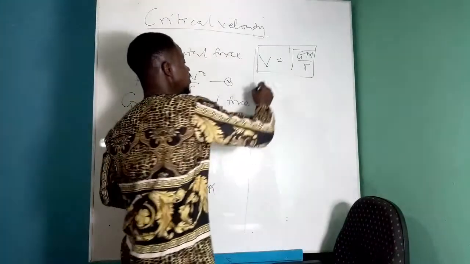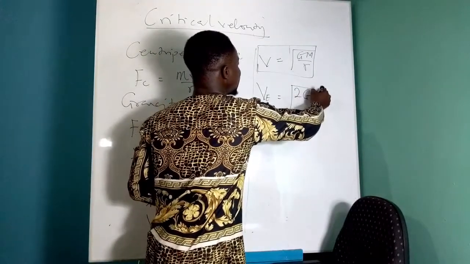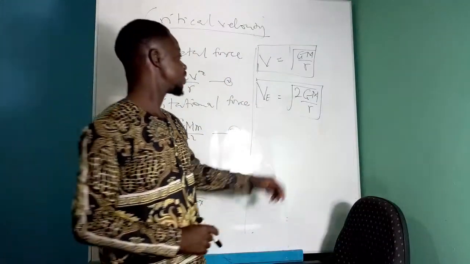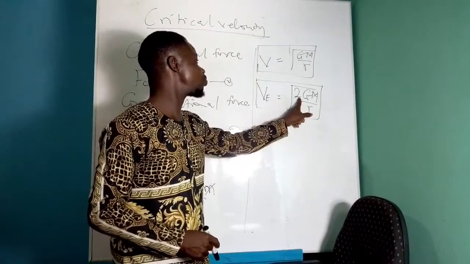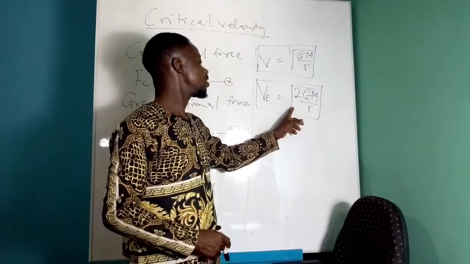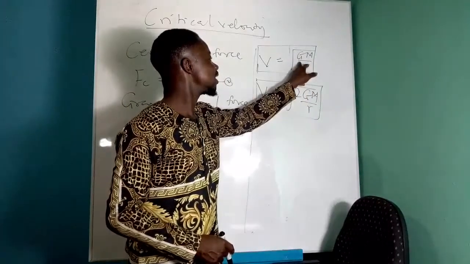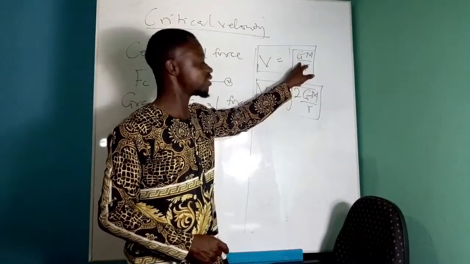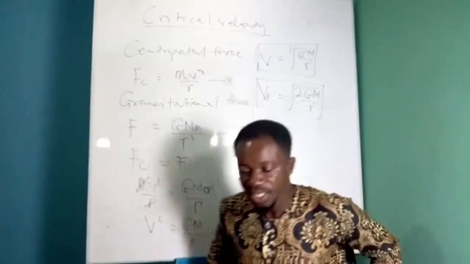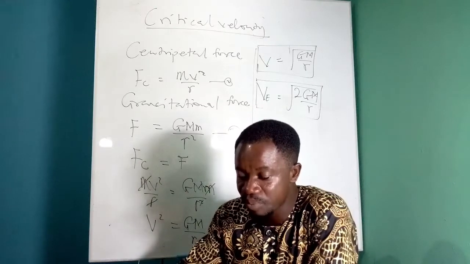Take note of this. The escape velocity VE is given by the square root of 2GM over R. Don't be confused with these two. This formula is for the escape velocity. It has 2 here. This formula is the critical velocity. So what that means is that the square root of twice the critical velocity is equal to the escape velocity. Take note of that.